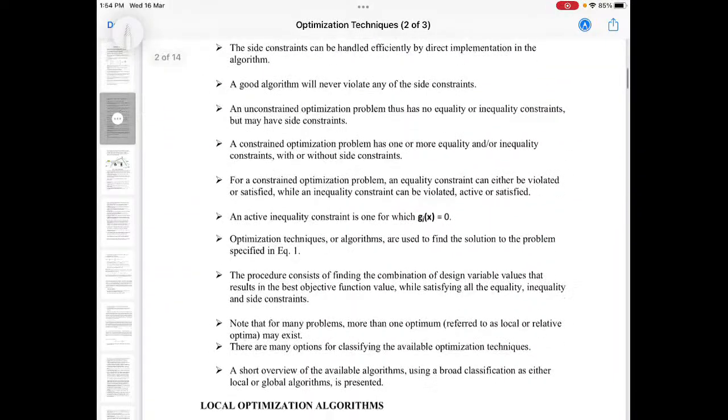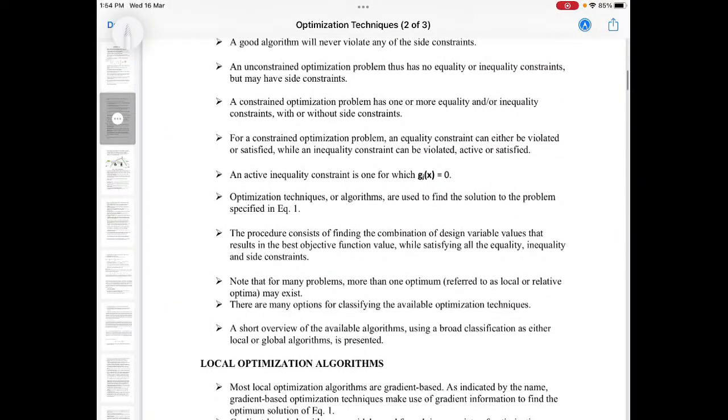So the procedure consists of finding the combination of design variable values, that results in the best objective function value, that is f of x, while satisfying all the equality, inequality, and side constraints.